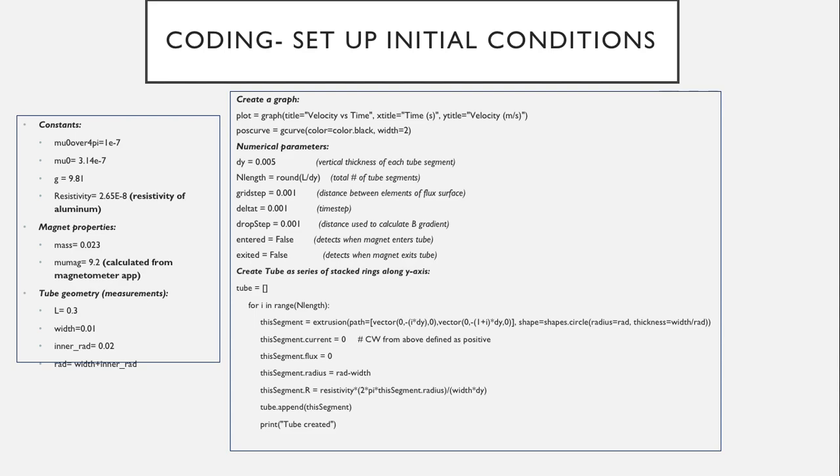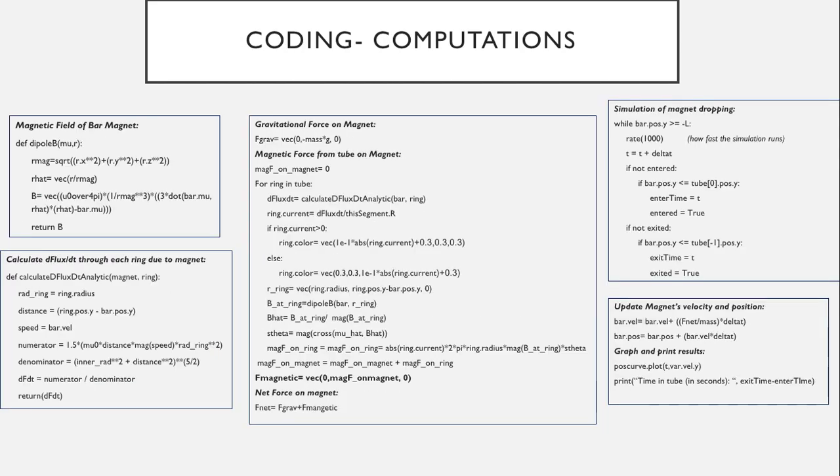And so for our Python model, we're going to first create some constants that we need, including the resistivity of aluminum, which is what the tube is made of, and some magnet properties, as well as the tube properties that I measured, and create a graph, add some numerical parameters about distances and thickness of segments we're going to simulate here, and then we're going to model the tube as a series of stacked rings along the y-axis.